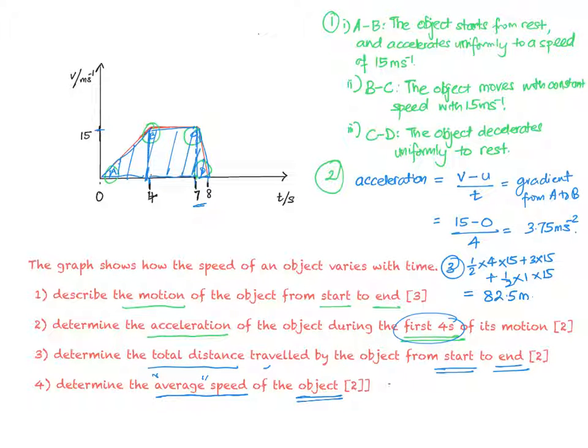Here is how you do it: average speed is basically the total distance over total time taken. If you work that out, you already have 82.5 over total time 8 seconds, and that should give you an answer of 10.3 meters per second.